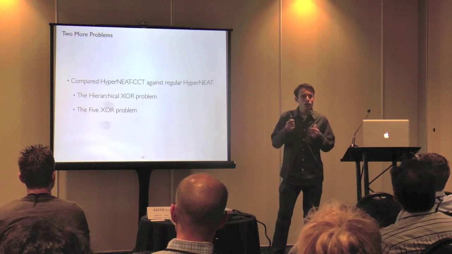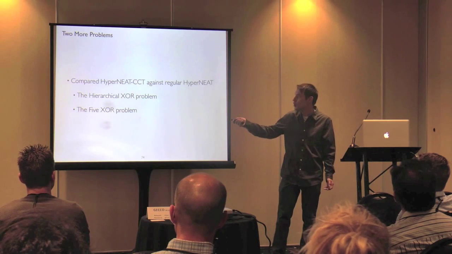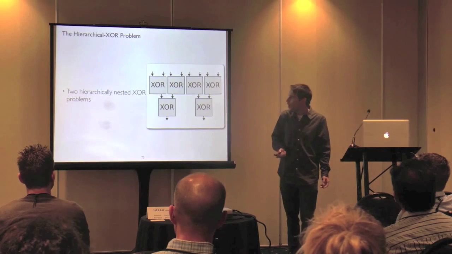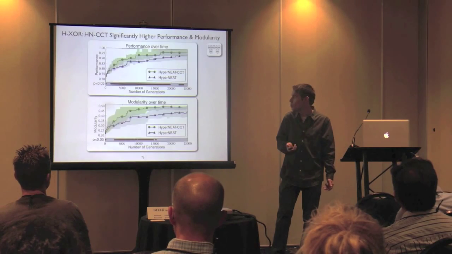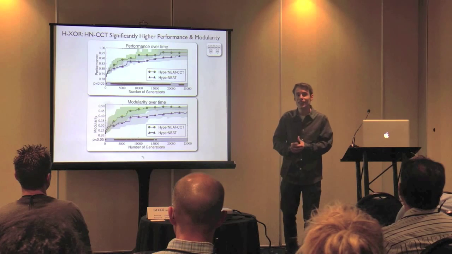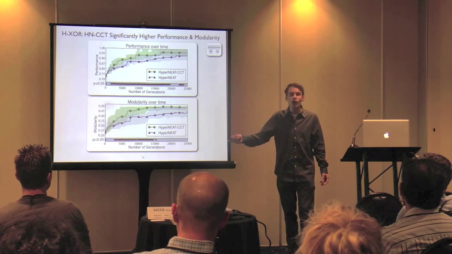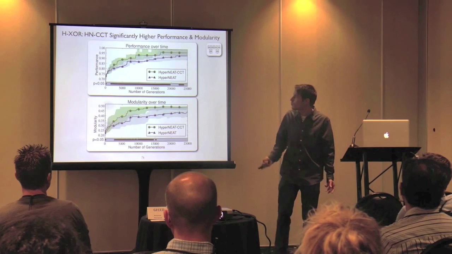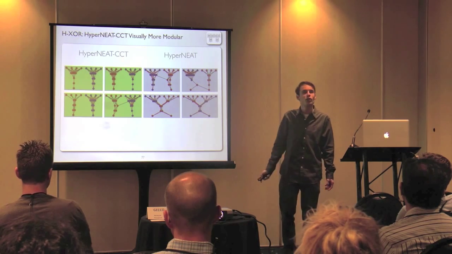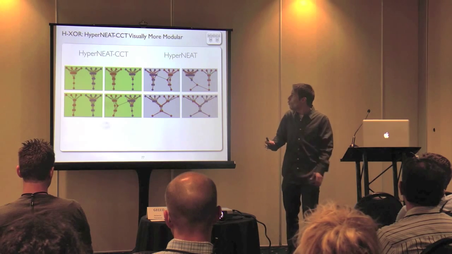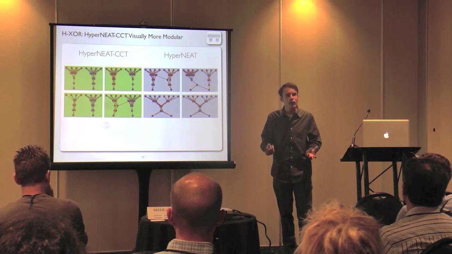So, we also did compare HyperNEAT with the connection cost technique against regular HyperNEAT on two additional problems, namely the hierarchical XOR problem and the 5 XOR problem. The hierarchical XOR problem consists of two hierarchically nested XORs next to each other that have to be solved separately. Once again, we can see that HyperNEAT with the connection cost technique performs better through almost all generations, and it's more modular for a large portion of the generations. Again, we can see this visually in the median networks of our 100 runs. HyperNEAT with the connection cost really does a left-right modular split, while regular HyperNEAT still entangles some of the networks without there being any good reason to do so.